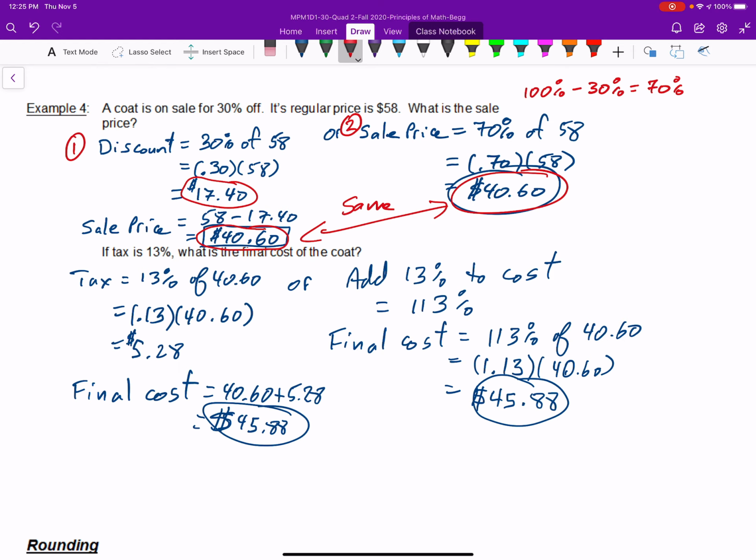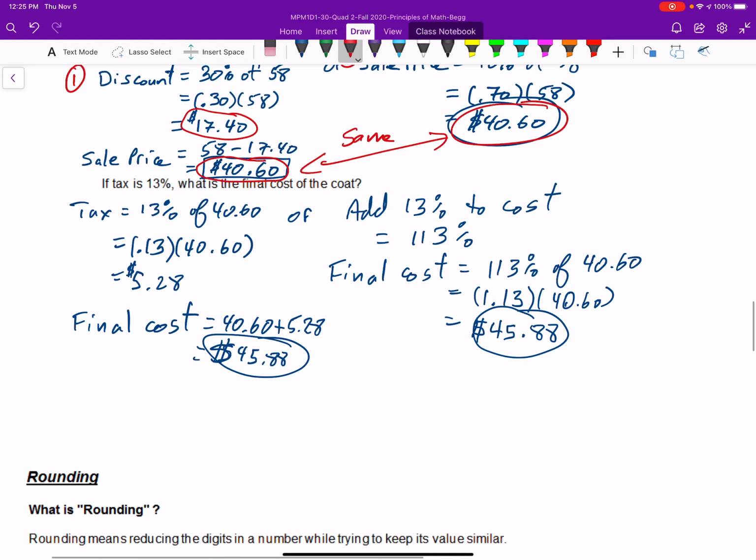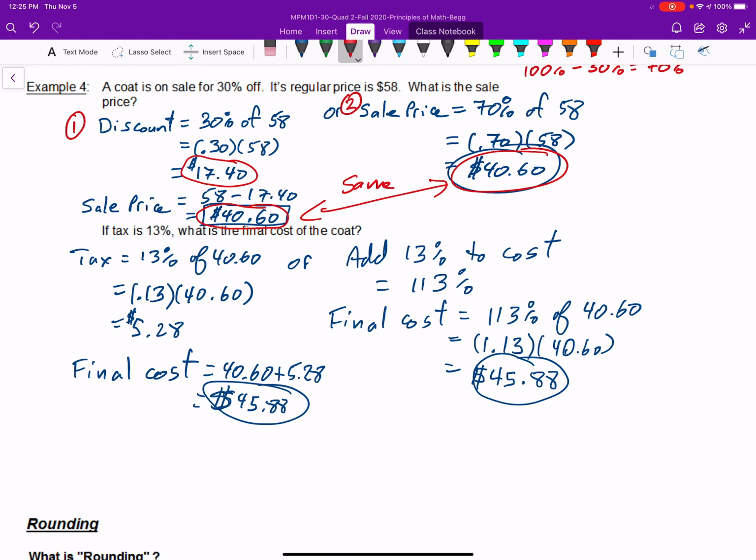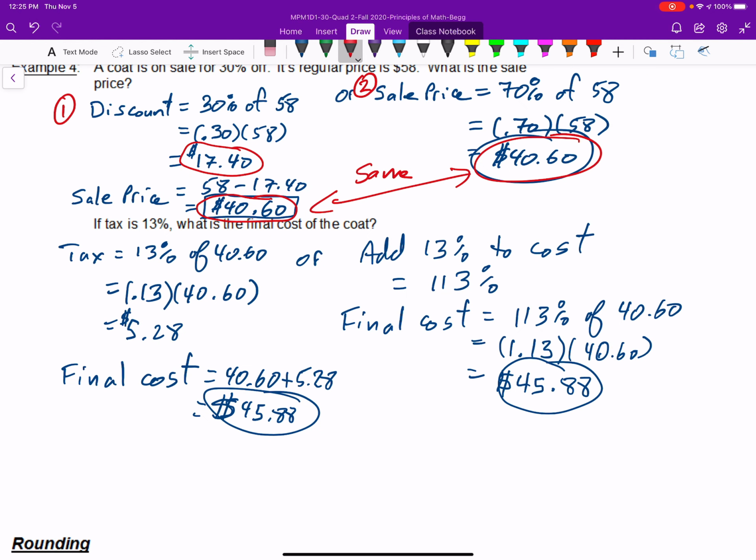If tax is 13%, what's the final cost of the coat? Well, again, there's two different ways of doing it. So I could just find the tax, 13% of $40.60. So 0.13 times 40.60 is $5.28. And then again, now I'd have to add that to the cost. So $5.28 added to the 40.60 gives me $45.88.